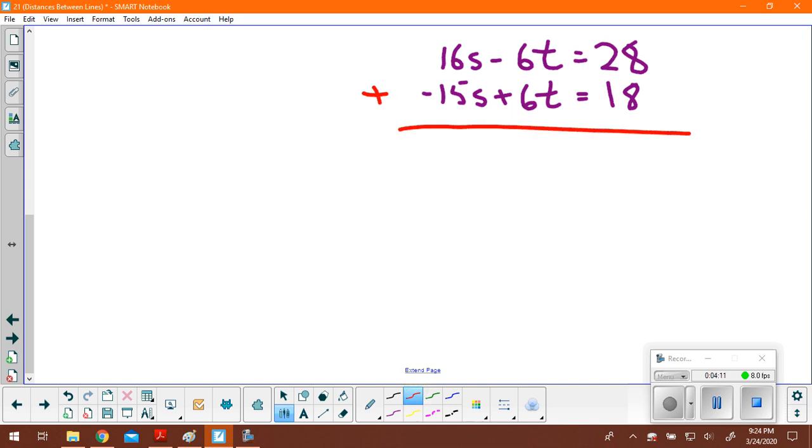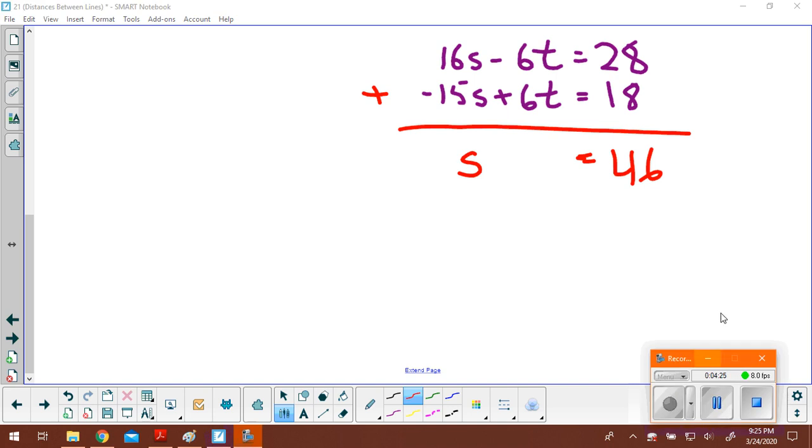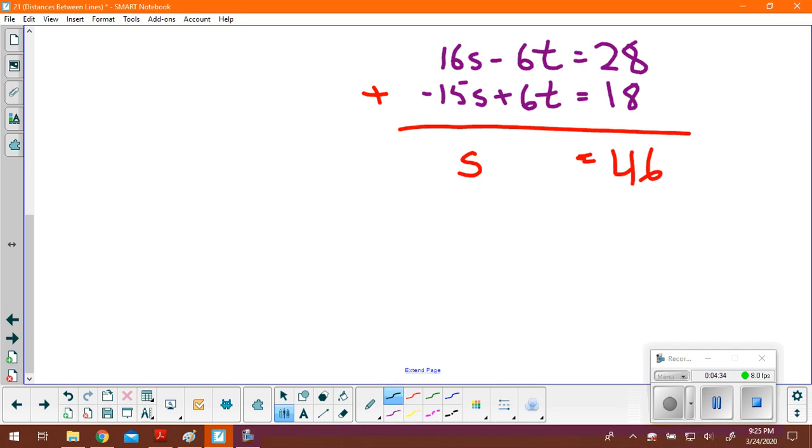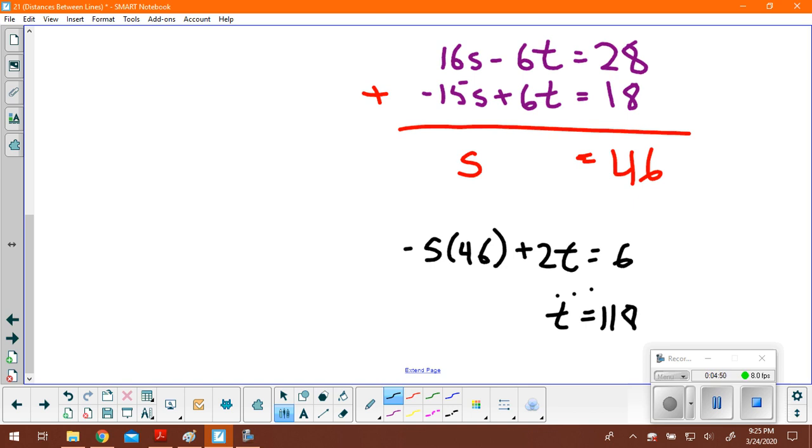Now to eliminate, I've got positive and -6 there, so I just need to add my two equations together. 16 plus -15 gives me just s, which is very nice. My t's cancel, and 28 plus 18 is 46. So my s value is 46. Now I go back and solve for t. I won't go through that in too much detail. If I took one of those equations, let's say -5 times s, which is 46, plus 2t is equal to 6, and if I work that around, I get t is equal to 118.